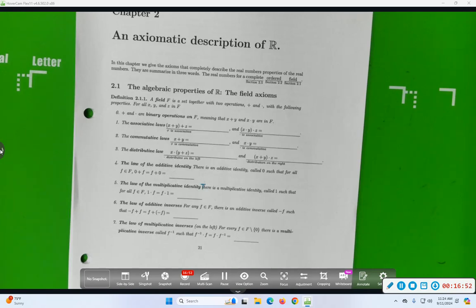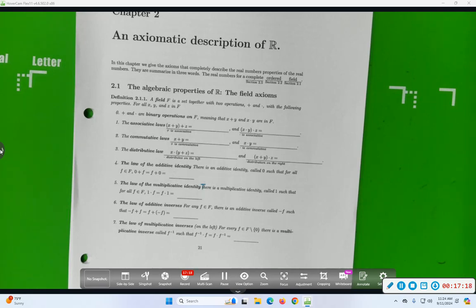So for now, let's talk about the field axioms. The field axioms just say that a field is a set together with two operations, plus and multiply, satisfying the following. Plus and multiply are binary operations. That just means that plus and multiply take two inputs and give one output in the field. They satisfy the associative laws. And you know what the associative law is.